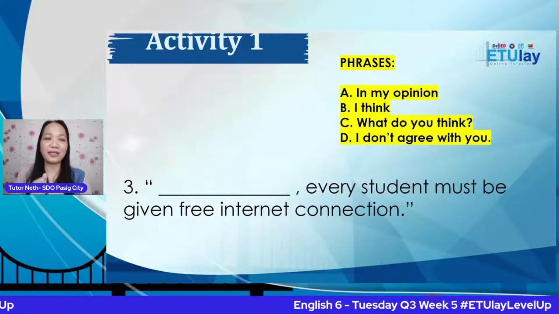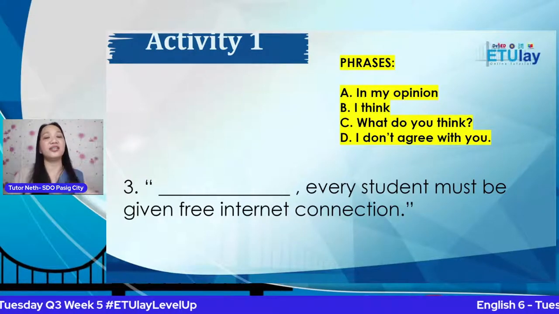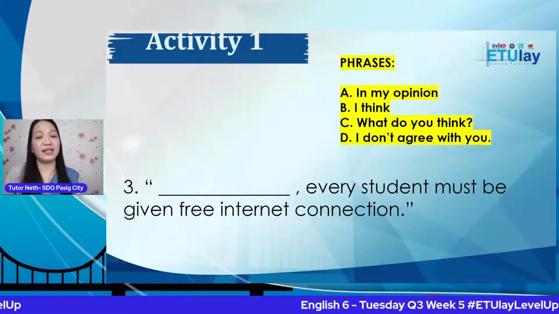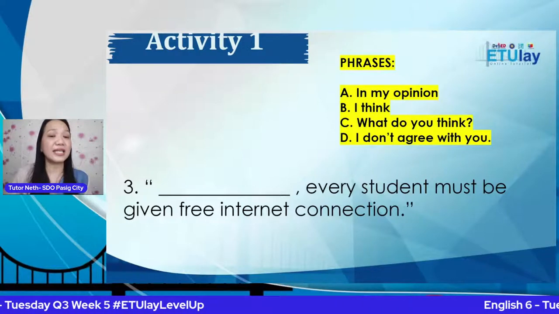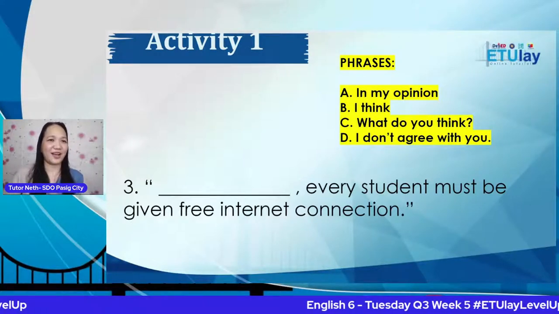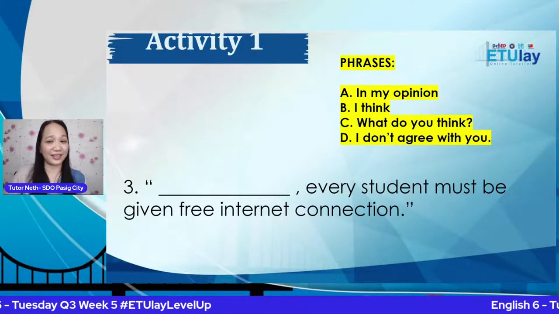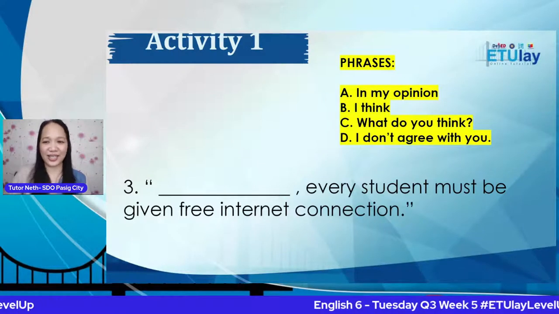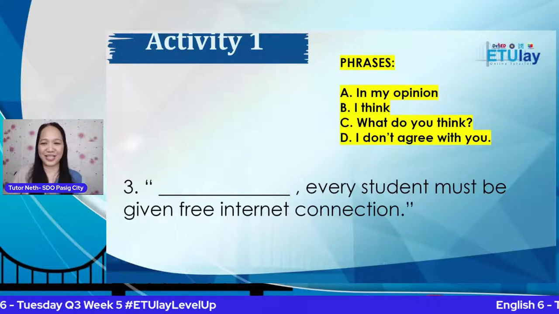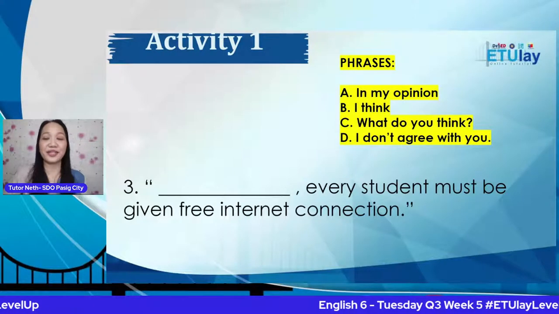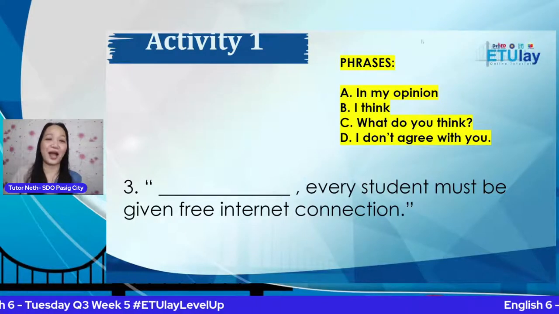Let's make up for it in item number three. Blank, every student must be given free internet connection. What do you think is the correct phrase to complete that sentence? Princess, letter A. Letter B. Roxy Lynn, letter A. Jiro, letter A. Eliza Jane, letter A also. Cassandra Yao, letter B. Aliana Bravo, letter A. Trisha Lorraine, letter A. Shandy Evora, letter A. Nicole Smith, A. Marielle Joyce Boletin, letter A. Let us see now our correct answer.